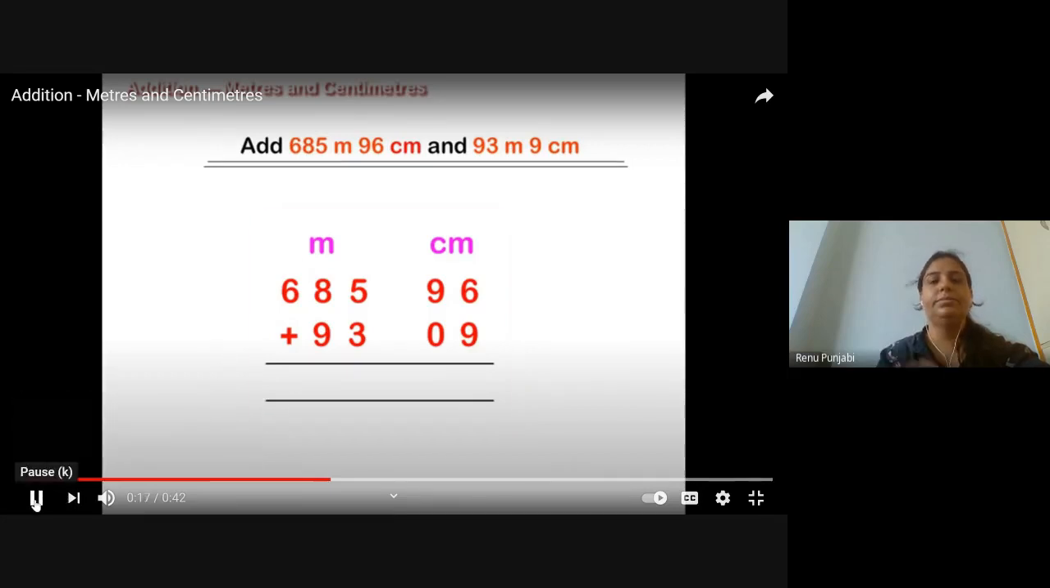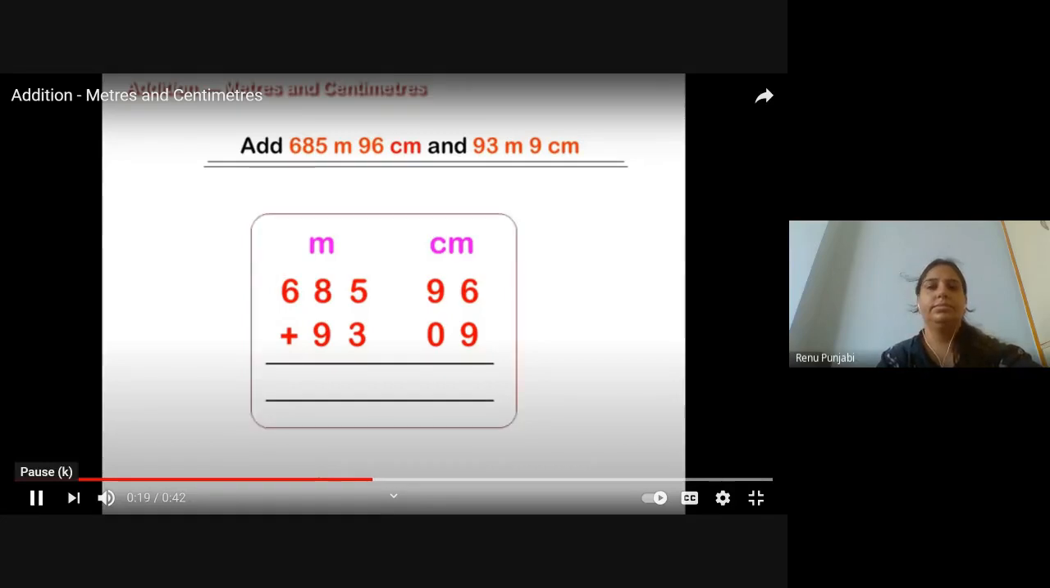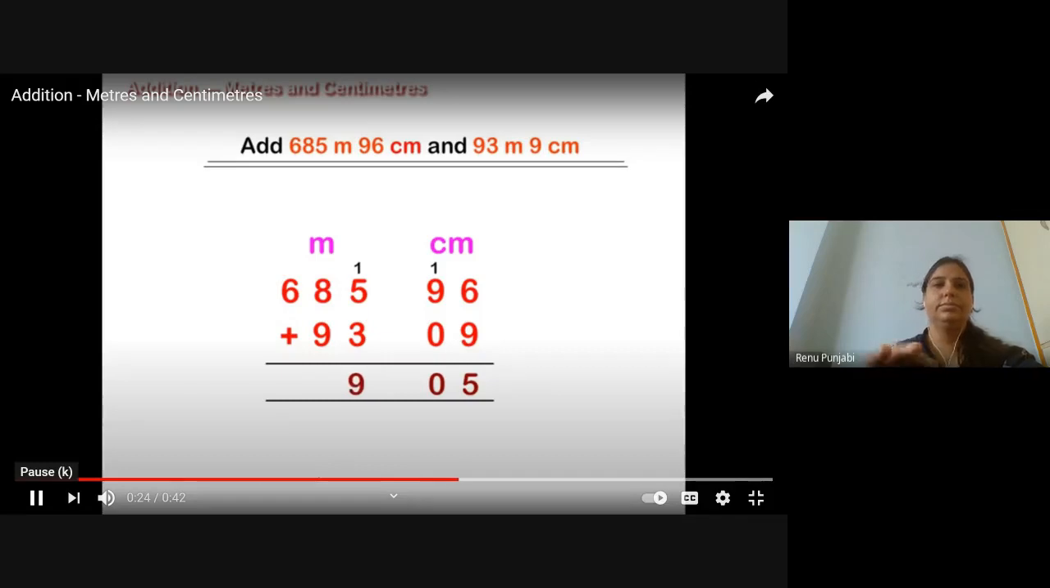As shown on screen, add centimeters to centimeters like whole numbers. Regroup centimeters to meters if needed. Then add meters to meters.